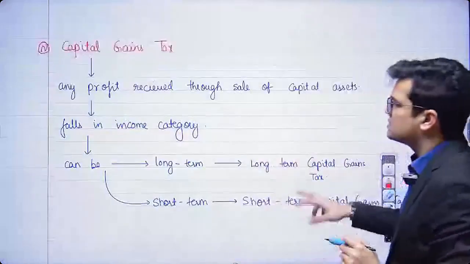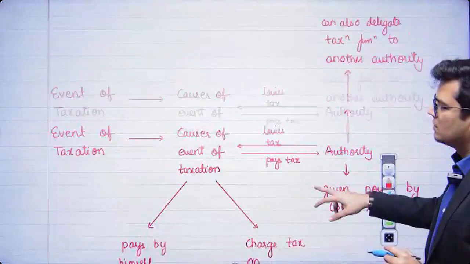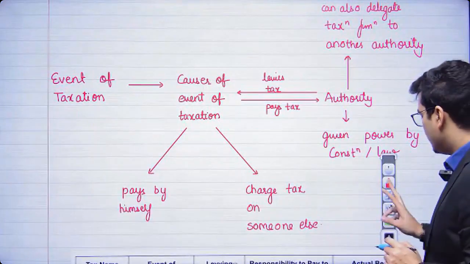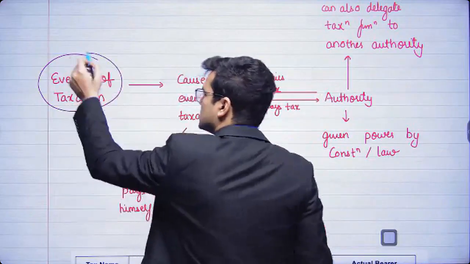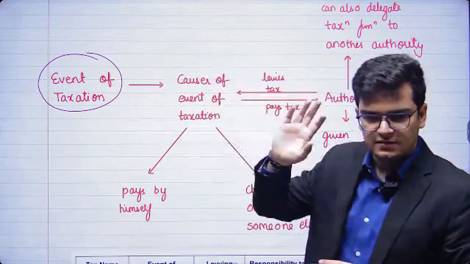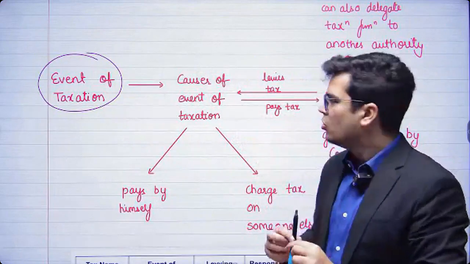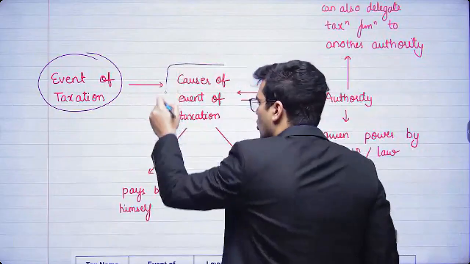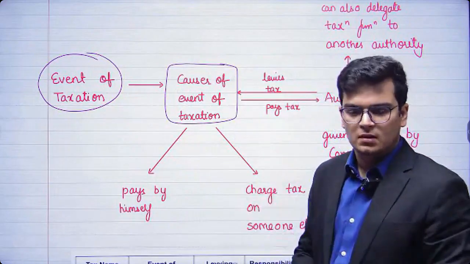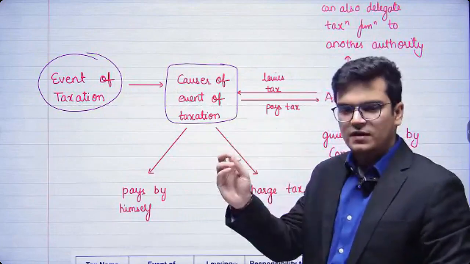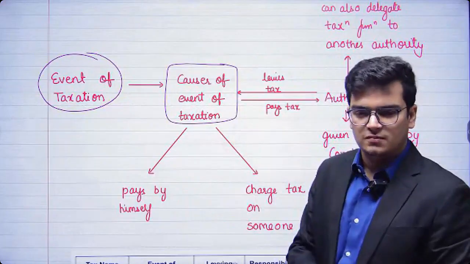Now let's see this table. This table is very important for understanding entire taxation. Look, there is an event of taxation. Some event has happened on which there is tax. Government decides these events. Event of taxation is, let's say, earning of income. There is a causer of this event of taxation, the person who causes this event to happen. Earning of income is the event of taxation. Who is the causer? I am the causer of this event of taxation.